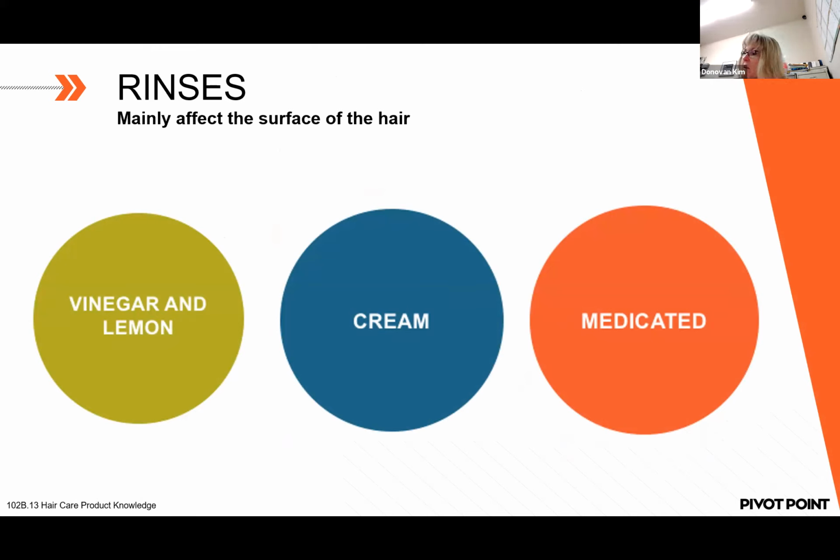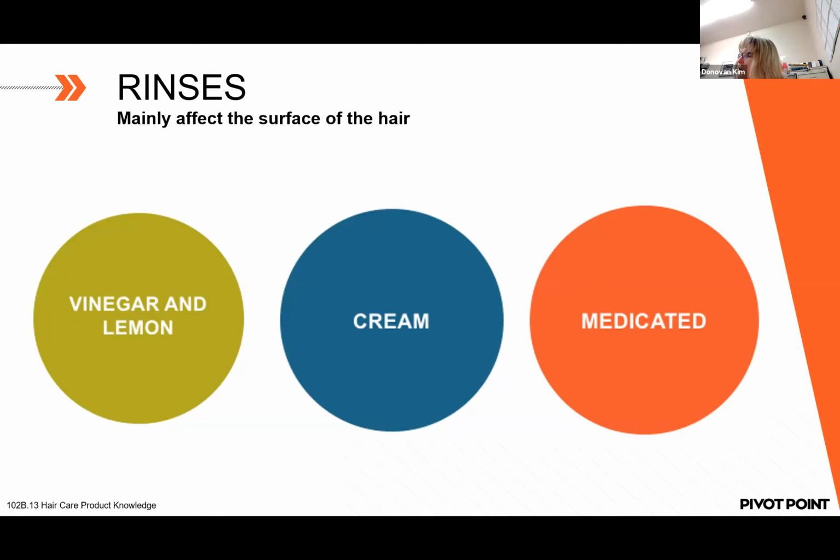Okay, so hair becomes chemically and mechanically damaged. These rinses can affect the hair. If you've ever used a vinegar or a lemon rinse, vinegar kind of smells, but a lemon rinse can actually make your hair feel really good because it helps remove soap scum. You know how you get soap scum in your shower? You can get soap scum in your hair too. So those are really, really nice.